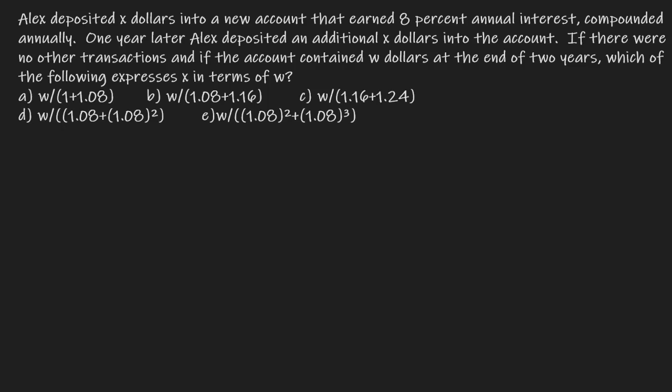You have a few options as answers: W divided by 1 plus 1.08, W divided by 1.08 plus 1.16, W divided by 1.16 plus 1.24, W divided by 1.08 plus 1.08 squared, W divided by 1.08 squared plus 1.08 cubed.